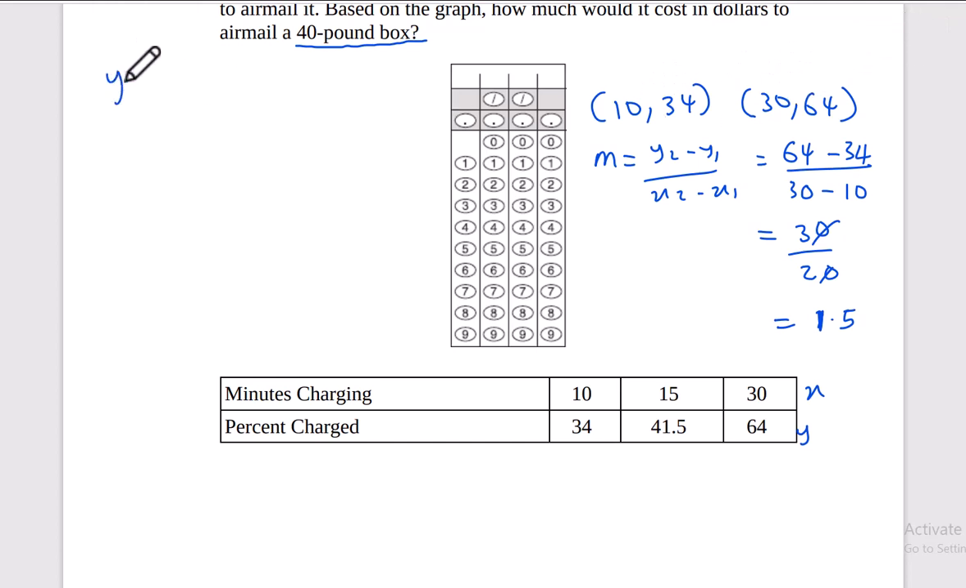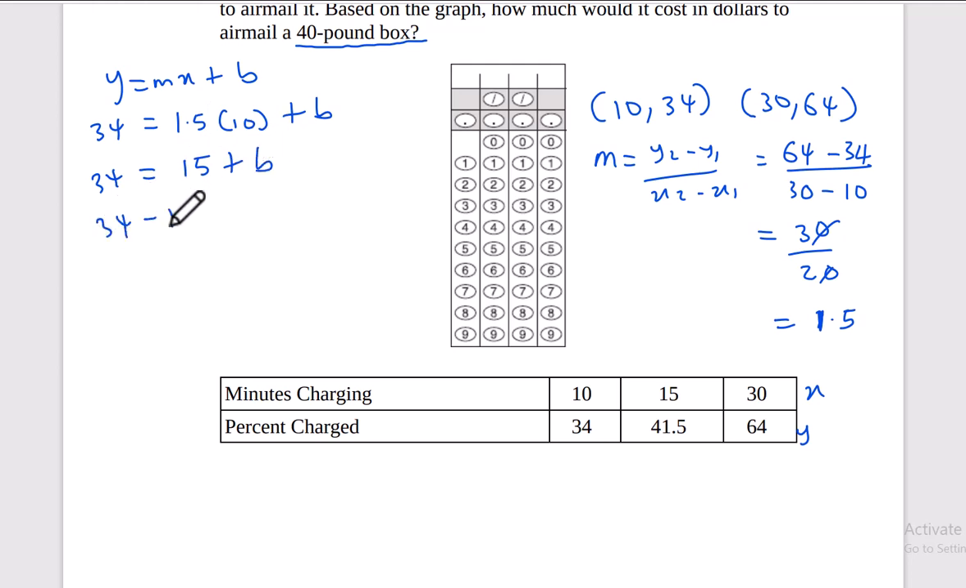So having y equal to mx plus b, choose any point of your choice. So y is 34, I'm choosing the first, and then x is 10. So 1.5 times 10 plus b. 34 is equal to 1.5 times 10, which is 15, plus b. So collect like terms. 34 minus 15 is equal to b. And this is giving us 17, right? 17 is equal to b. So it becomes y equal to 1.5x plus 17.